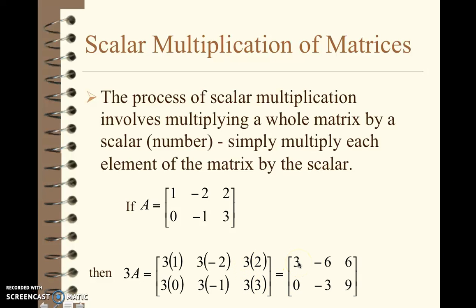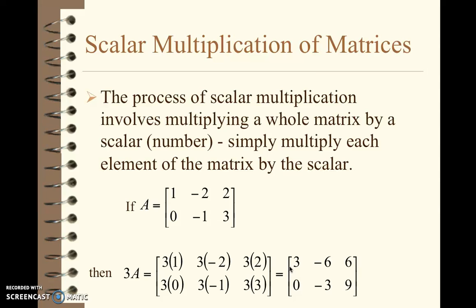Now the products of each of these are just put in as is. So 3 times 1 is 3, 3 times -2 is -6, 3 times 2 is 6, and so on. We end up with 0, -3, and 9. Now, we haven't done anything other than multiply each of these elements by 3, and we've left each of those elements where they go normally. Now, that's just multiplying it by a whole number or a scalar.